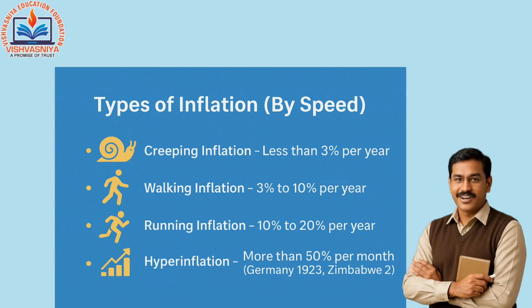Based on speed: creeping inflation, less than 3% per year. Walking inflation, between 3 and 10% per year. Running inflation, between 10 and 20%. Hyperinflation, extremely rapid, more than 50% per month. For example, Germany in 1923 or Zimbabwe in 2008.